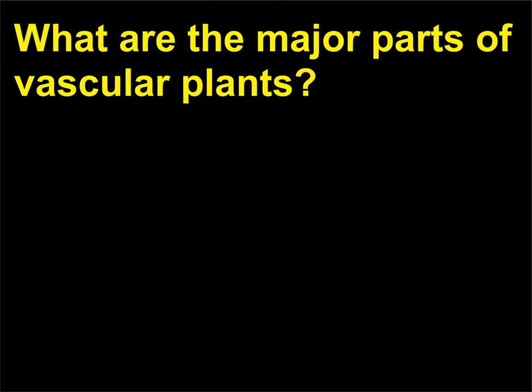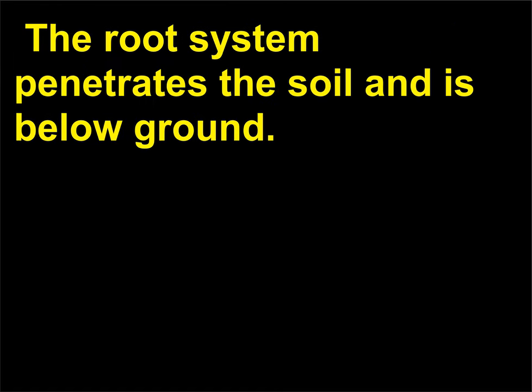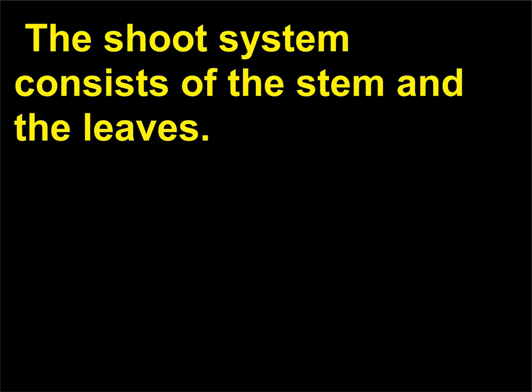What are the major parts of vascular plants? Vascular plants consist of roots, shoots, and leaves. The root system penetrates the soil and is below ground. The shoot system consists of the stem and the leaves.